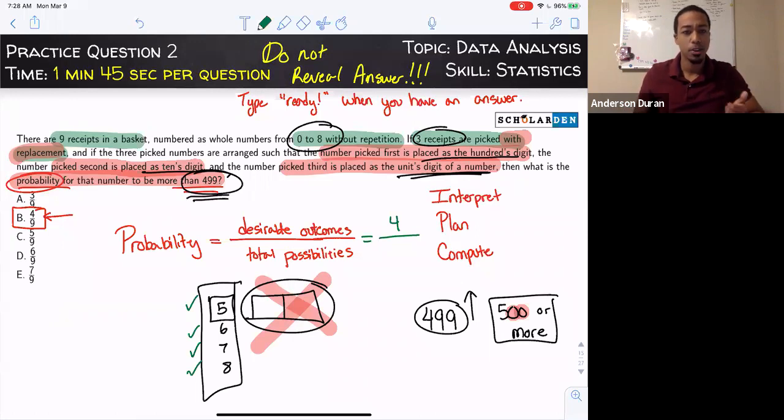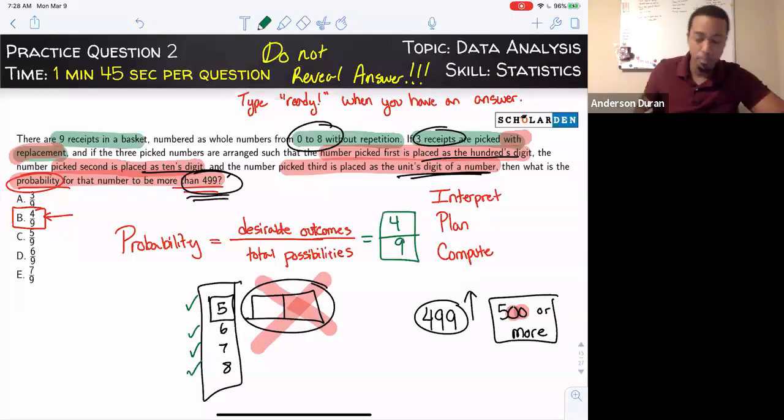How many numbers is that from 0 to 8? Yep, exactly. That's 9 numbers. So we have 4 over 9. Boom. That's the probability right there. That's all you needed to know.